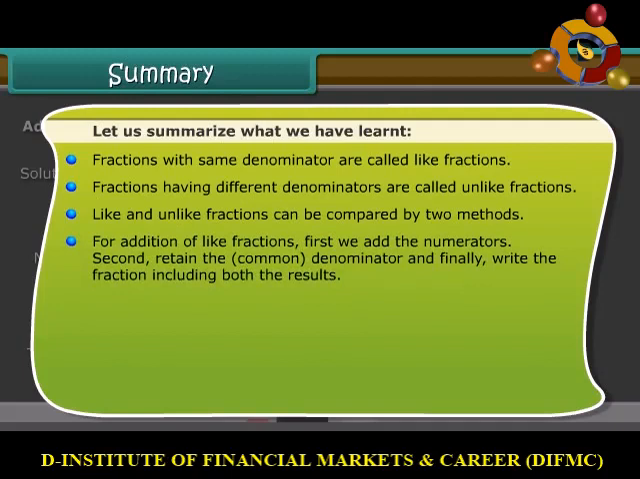For addition of like fractions, first we add the numerators, secondly, we retain the common denominator, and finally, write the fraction including both the results.